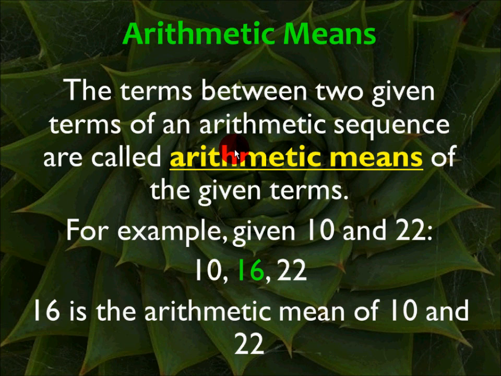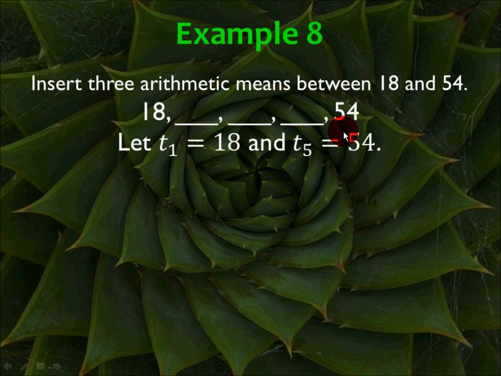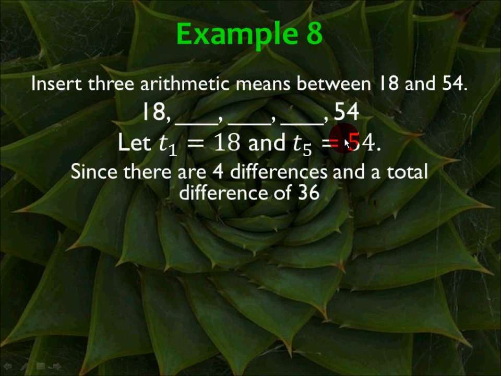Now, the way you calculate this is using the arithmetic sequence. That will help you calculate arithmetic means. Think about how many terms go in between. Insert three arithmetic means between 18 and 54. If you were to draw it out, you would have three blanks. Let's call 18 T1 and 54 T5. The question is, how many differences are in between? There are four: 1, 2, 3, 4 between T1 and T5.